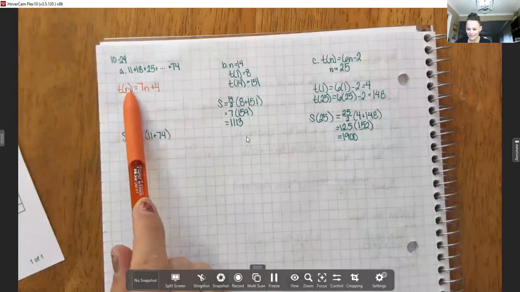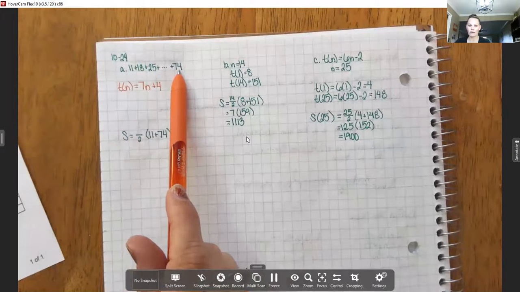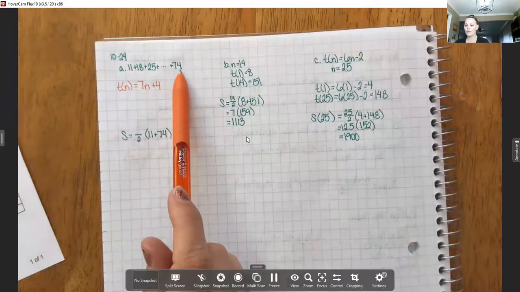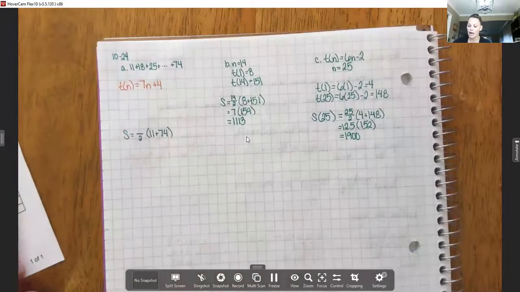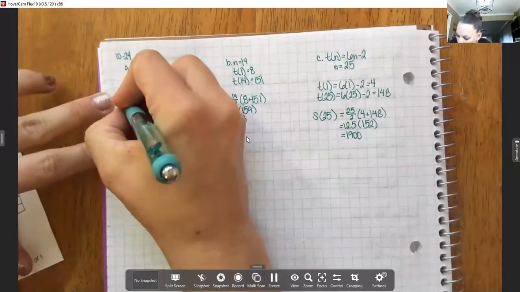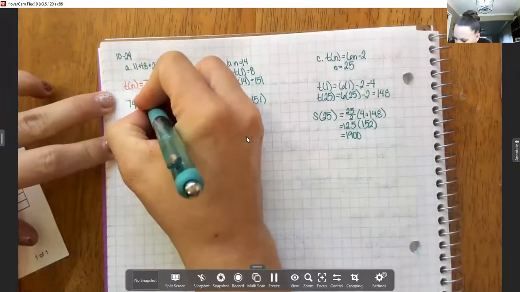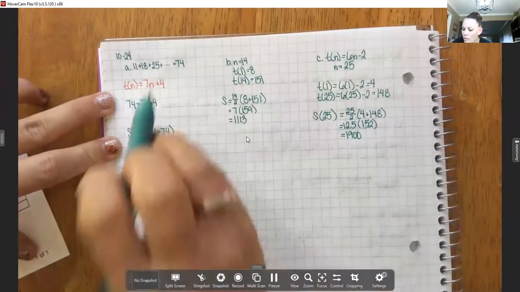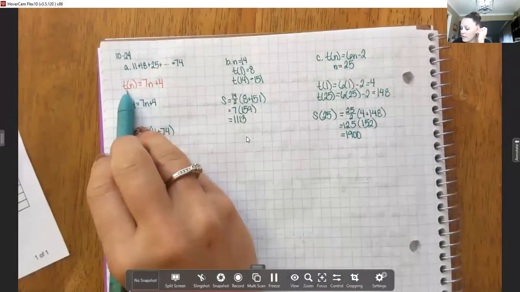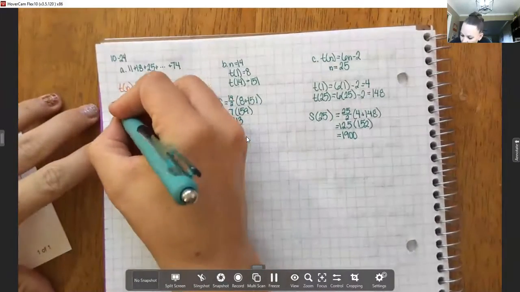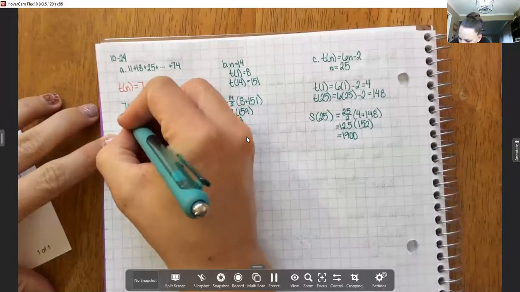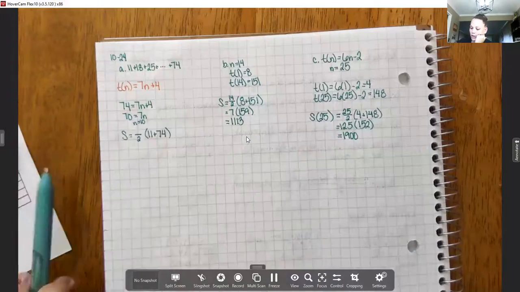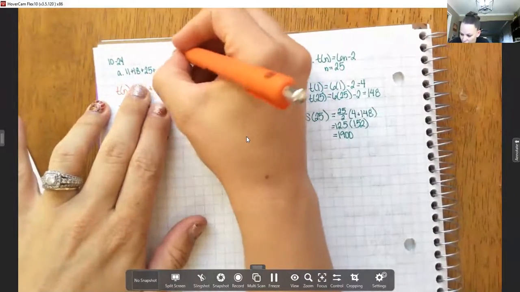The reason I did this is I want to know what term number 74 is, because that's my last term and that'll tell me how many terms are in this sequence. So if I want to know what term number it is, I'm going to do 74 equals 7n plus 4. I'm plugging that in for T of n. So that tells me 70 equals 7n, or n equals 10. So this tells me that this is the 10th term.